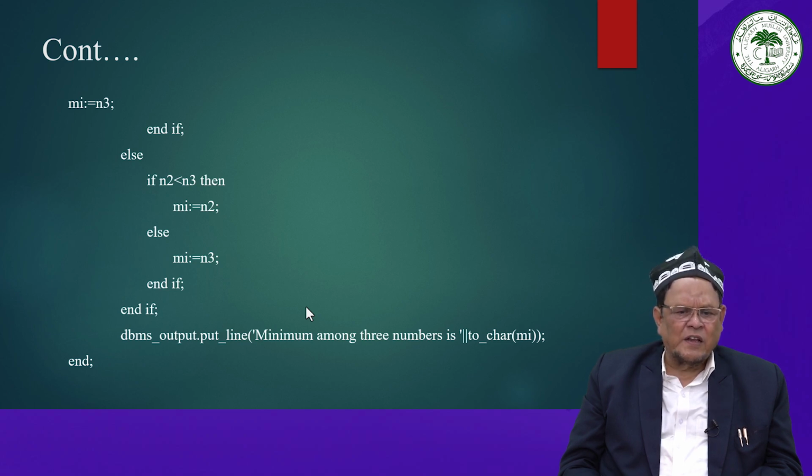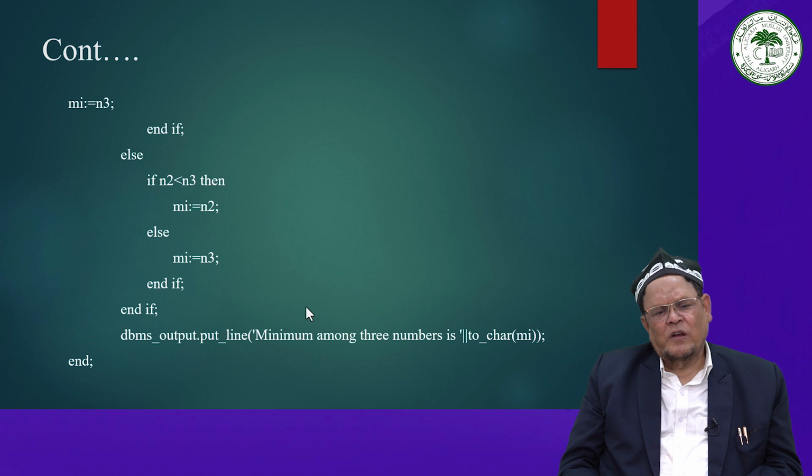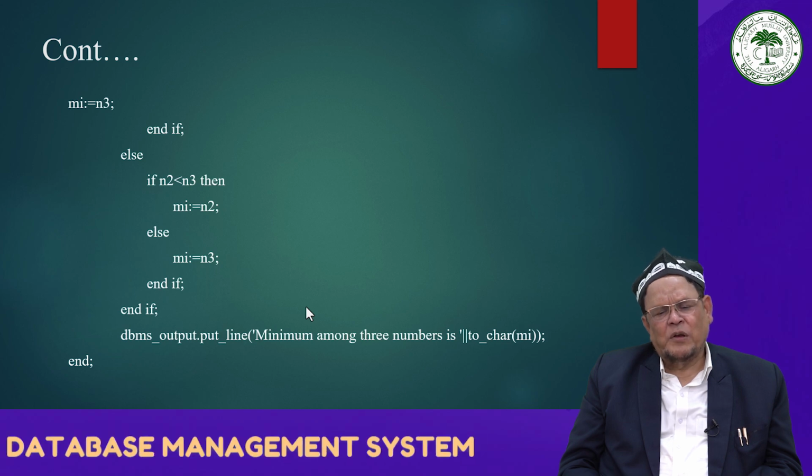And end if. Then DBMS_OUTPUT.PUT_LINE, minimum among the 3 numbers, you have to put in the code, then the concatenation operator to concatenate that to char minimum, and then END. When you run, you are able to get the minimum number value.